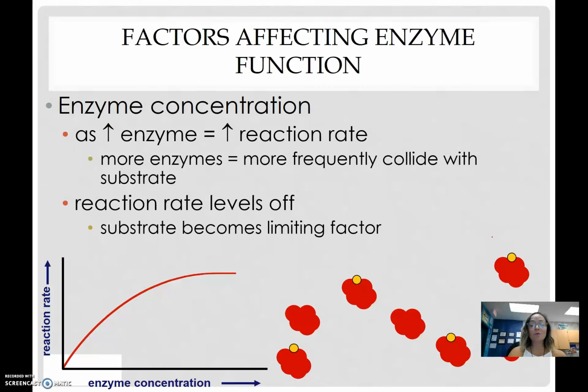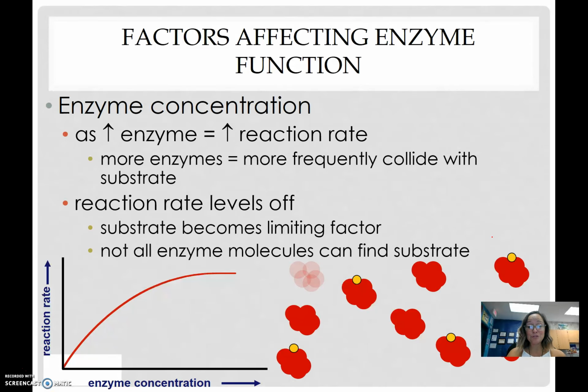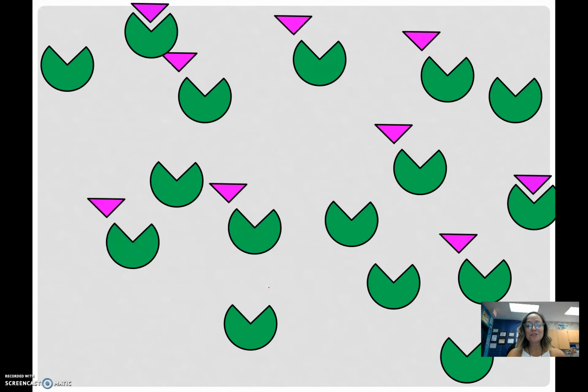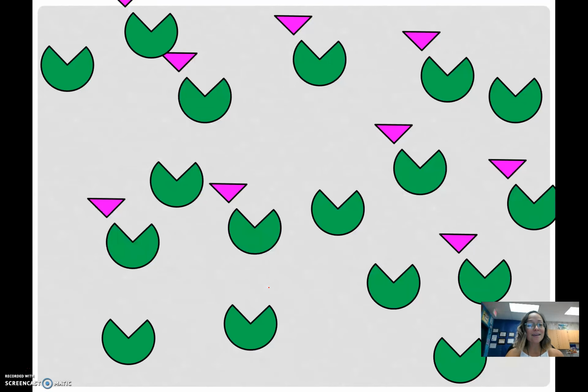Eventually, though, it doesn't really matter how many enzymes you add. You can keep on adding enzymes, but if there's a limited amount of substrate, the substrate becomes a limiting factor. And that's why you can see the graph will eventually level off. You could add 100 million enzymes, but if there's limited substrate, it won't matter. Here we have some substrate, and as you increase the enzymes, you increase the reaction rate, but eventually over time, it doesn't matter how many enzymes you add, the substrate is the limiting factor.